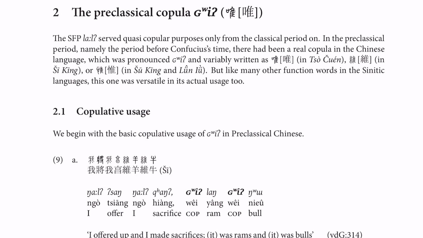Now let's turn to the pre-classical copula gui. So we have seen that the sentence final particle lao served quasi-copular purposes only from the classical period on. Let's change back to the blue color. And in the pre-classical period, that is the period before Confucius' time, there had been a real copula in the Chinese language. But like many other function words in the Sinitic languages, this one was versatile in its actual usage too. Let's first take a look at its copulative usage.